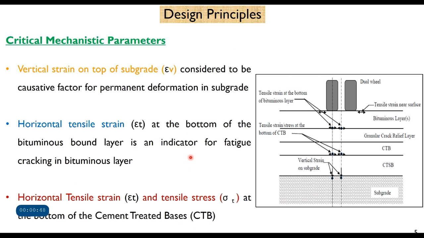Now, the critical parameters which are considered in the design of a flexible pavement are three. Vertical strain at top of subgrade, that is considered to be a causative factor for permanent deformation in subgrade, or you can say rutting. The horizontal tensile strain at the bottom of the bituminous bound layer, and that is the indication of fatigue cracking in bituminous layer, and horizontal tensile stress and strain at the bottom of the cement treated base.